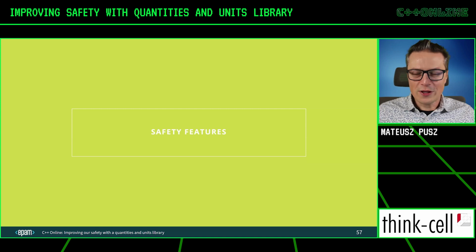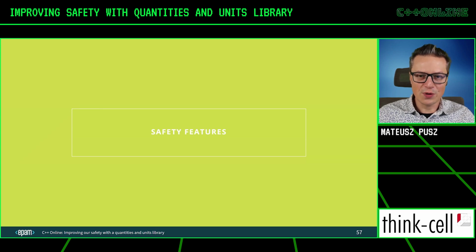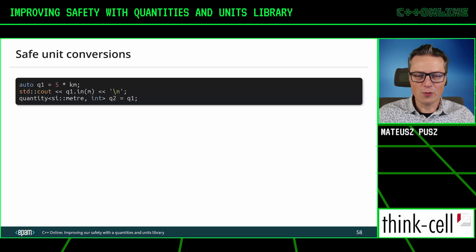So this was the look and feel of the libraries and how they immediately improve our safety. But let's maybe break it into pieces and talk about features separately to say what we actually get from such libraries. So for example, safe unit conversions, right? We have here quantity of 5 kilometers and we want to have it in meters, which is fine and should be done implicitly because kilometers can always be expressed in meters, assuming that there's no overflow on the fundamental type. You can either provide in meters or you can implicitly convert Q1 to Q2 that is expressed in meters.